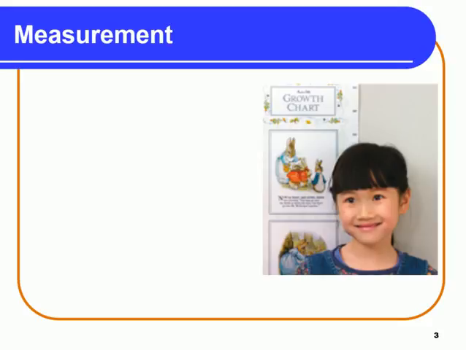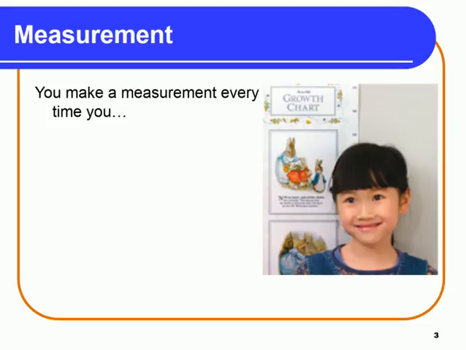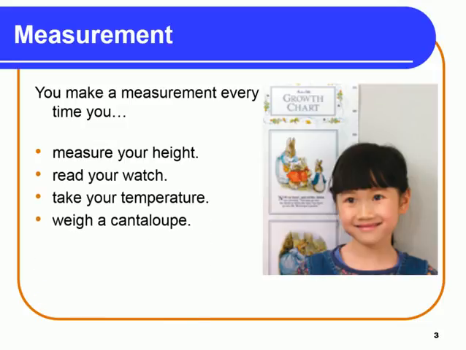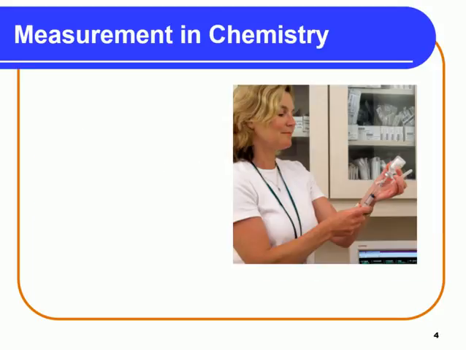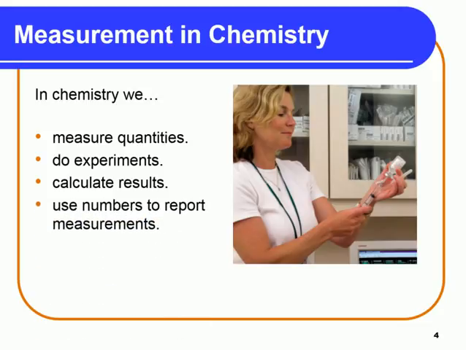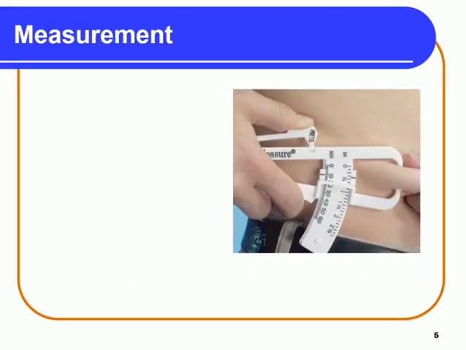Alright, so a measurement. What is a measurement? A measurement is something that you do every day. It's something that you do every time that you measure your height, every time that you read your watch, every time that you take your temperature, every time that you weigh a cantaloupe. These are all measurements. Now, specifically in chemistry, we measure quantities. We measure quantities when we do experiments, when we calculate results, whenever we use numbers to report any sort of measurement, or compare our results to standards.